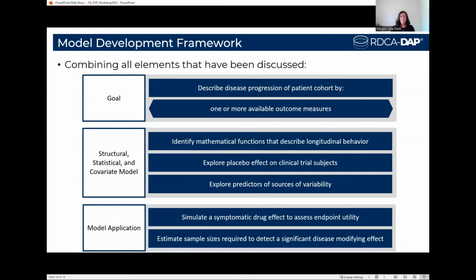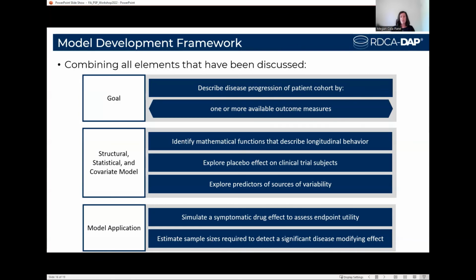So this slide recaps the model development framework that I've presented here today using a case study in FA and some initial work in PSP. So first, the goal of these models is to describe the disease progression of a population or a patient cohort using one or more available outcome measures that well characterize the disease. In FA, that was the mFARS, and in PSP, that was the PSP-RS.